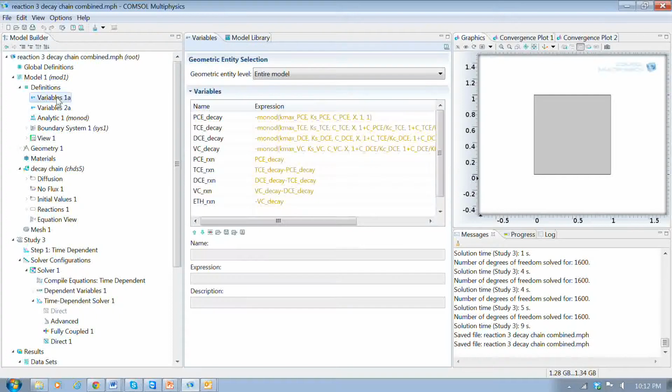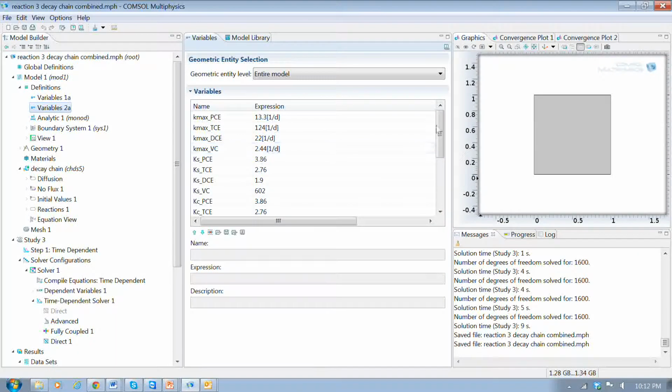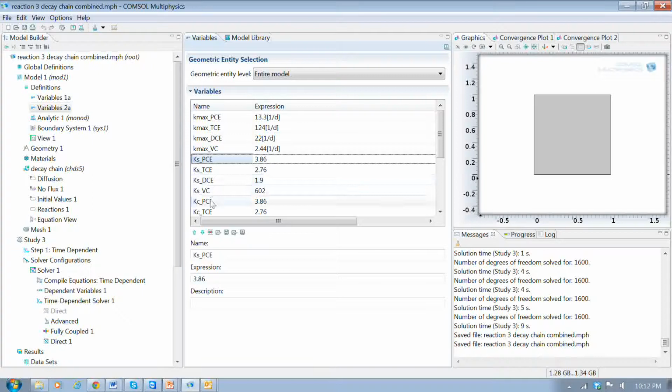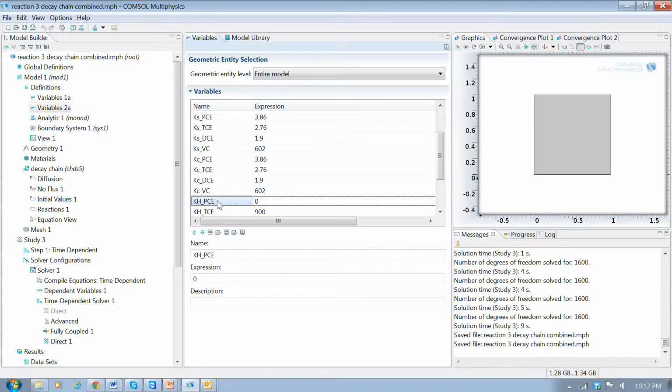I set up a list of variables here, and there are a bunch of constants that are used in this analysis. Each one of these Monod equations has, I guess, 4 different constants. So it has a constant Kmax, a constant Ks, a constant Kc, and a constant Kh, all for each one of the species. And these numbers here are given by Yu and Semprini in Table 2.